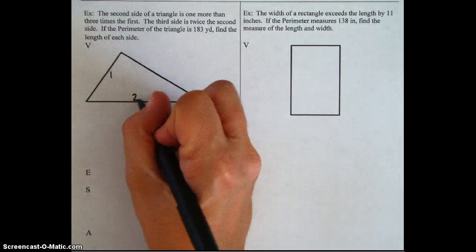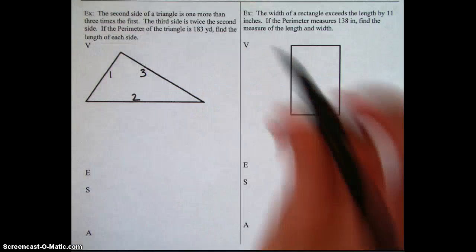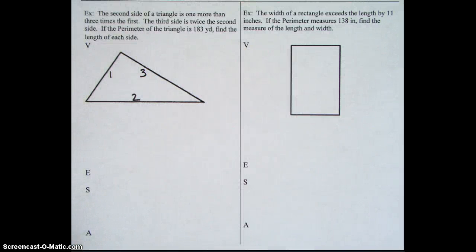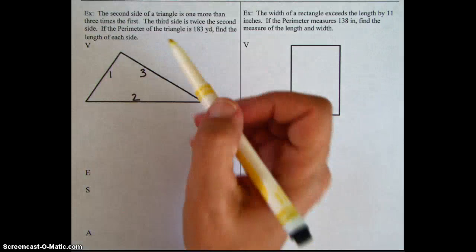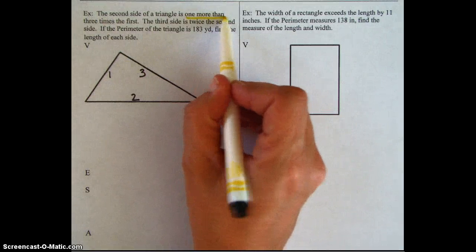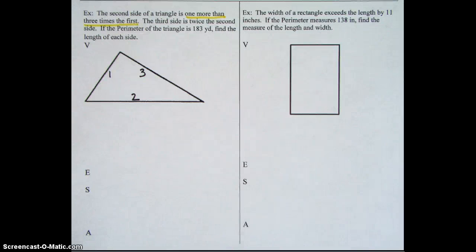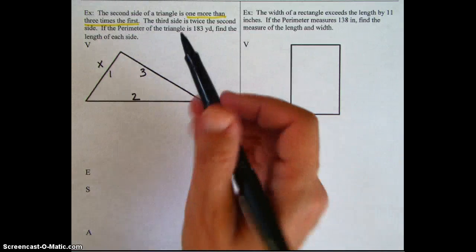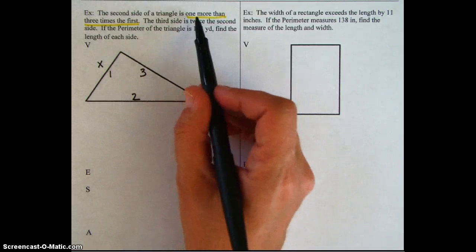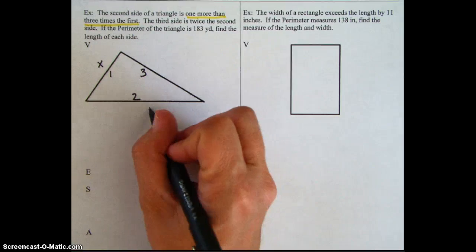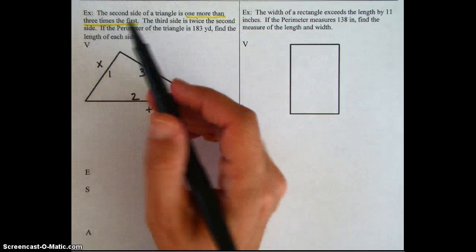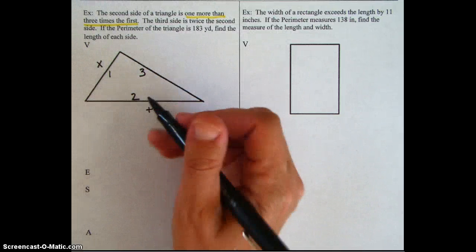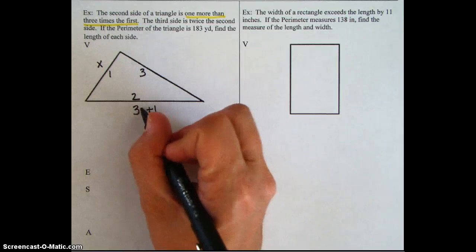The first thing I'm going to do is label our sides 1, 2, and 3. And then we have to go back to the problem. So it says the second side is 1 more than 3 times the first. But we don't know how much the first side is. So we're going to make that our x. To reread it, it says the second side is 1 more than, that means we have something plus 1, then 3 times the first. If the first is x, 3 times x gives us 3x.